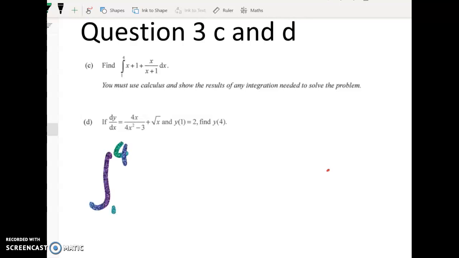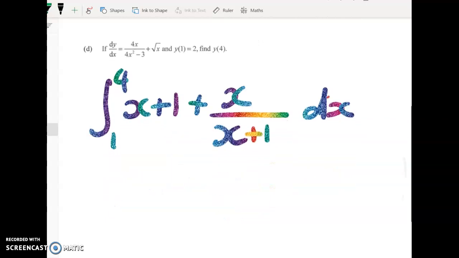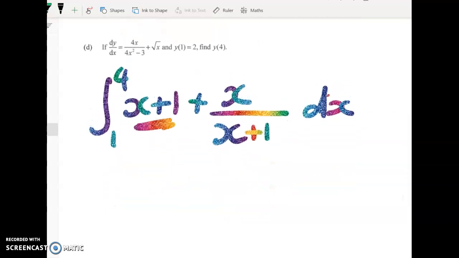So we want to find the integral between 4 and 1 of x plus 1 plus x over x plus 1 dx. So let's have a look before we get into it. The x plus 1 bit here is going to be fine. When we see the x plus 1 in the denominator, we should be thinking about the natural log of x plus 1. But what's mucking that up a bit is that we've got x sitting here in the numerator.